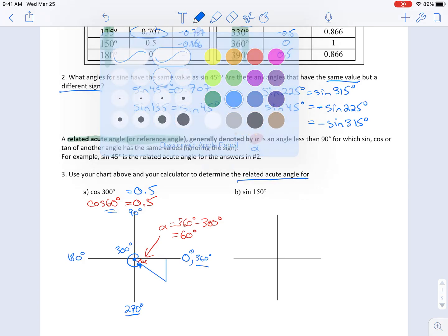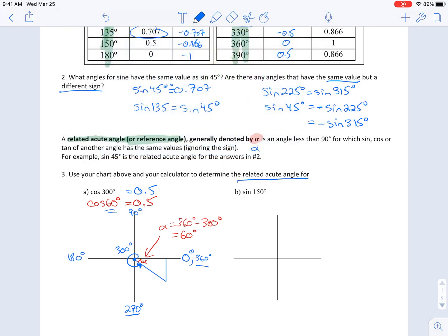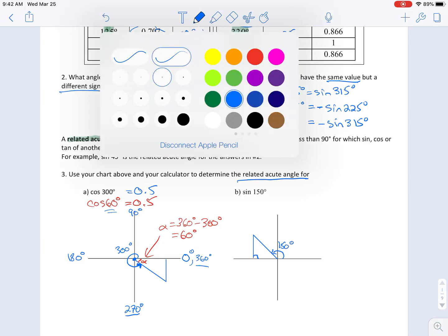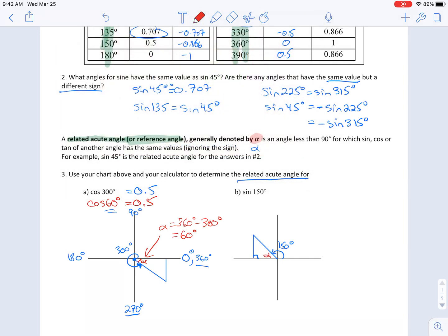Let's try another one. Again, we're going to do this a bunch of times, so hopefully it'll make sense. This one's more like what we did with the ambiguous case. So again, if I draw this from the x-axis rotated counterclockwise, I'm going to end up here. So I draw my little standard position hypotenuse, and I connect that hypotenuse always to the x-axis, never to the y-axis. It doesn't have to be accurate, but this is about 150 degrees. So the question is, what's the related acute angle?